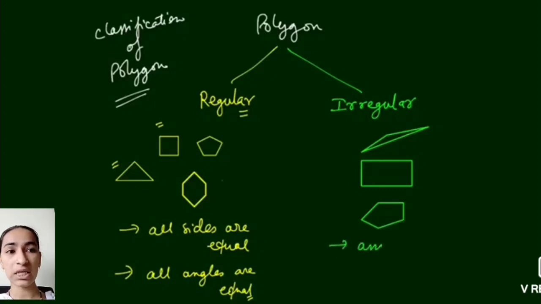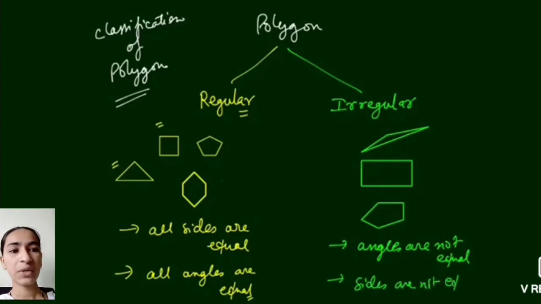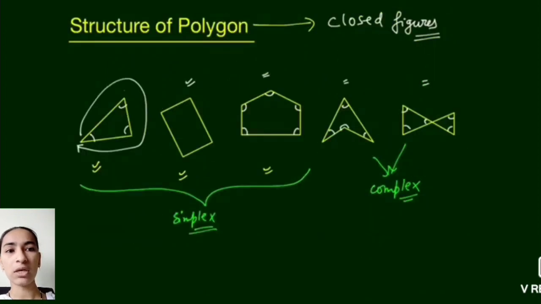Rectangle is an example of irregular. Angles are not equal in that. In rectangle, angles are equal, but the sides are not equal. Okay, if any of these conditions is not satisfied, then they are called irregular polygon. If both the conditions are satisfied by a closed figure, then that figure is called regular.